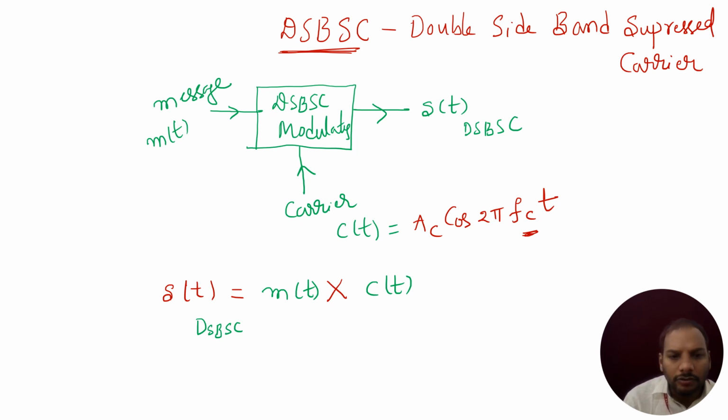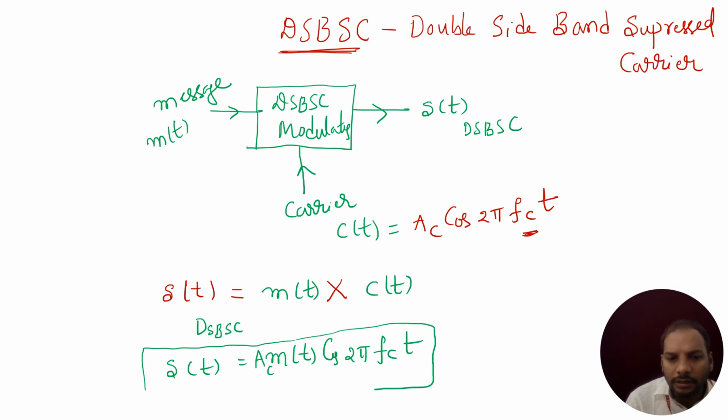That generates the signal, and the resulting mathematical form is called DSBSC, which is equal to M of t times C of t. Let us consider M of t is some arbitrary signal. I don't want to confine M of t to some sinusoidal, square, or triangle. It is a general case of M of t. Any signal you can take here, and C of t is Ac cos 2 pi fc t. So this is the mathematical equation of what we call DSBSC.